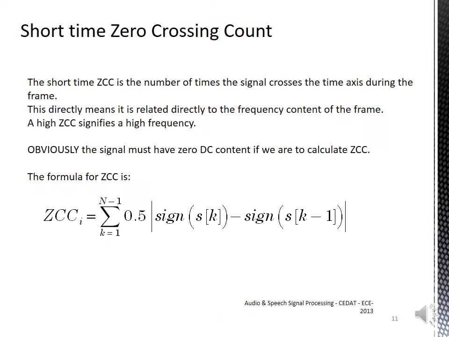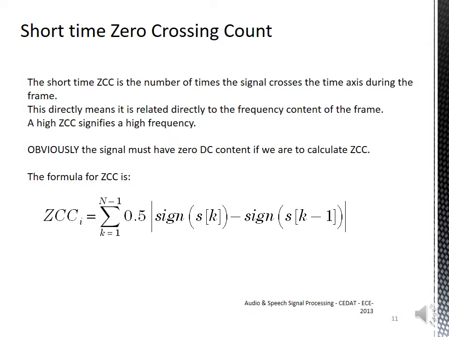So the short time zero crossing count is the number of times that a signal crosses the time axis. So you can already see that it is directly related to the frequency. If we have a high ZCC, that means the signal has a high frequency. Now the signal must have a zero DC content if we are to calculate the zero crossing count. Okay, what is zero DC content? It's there in the previous MATLAB example that I've shown you.